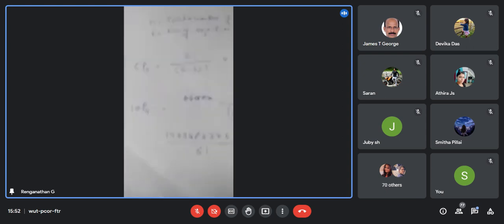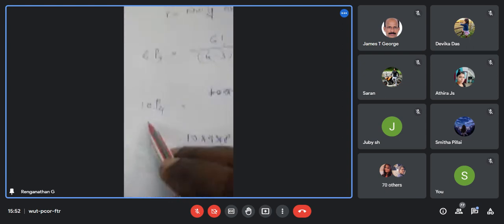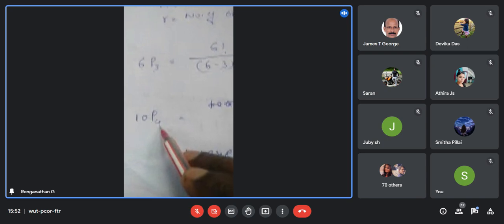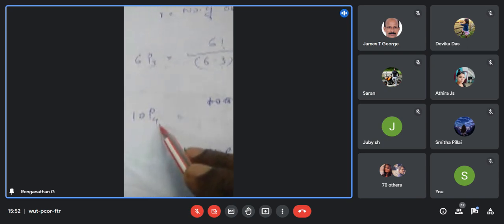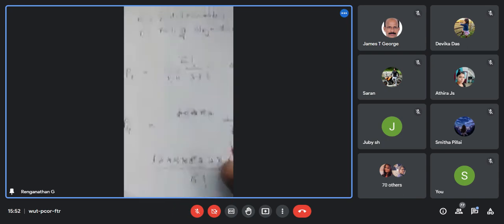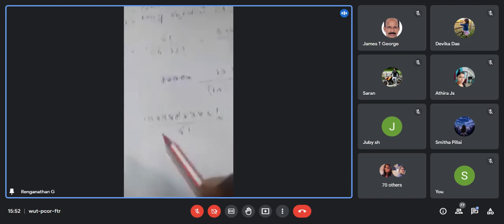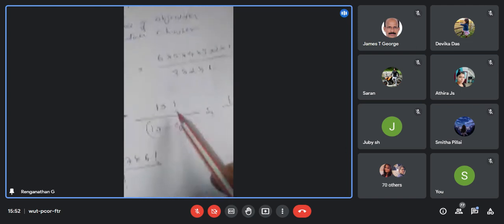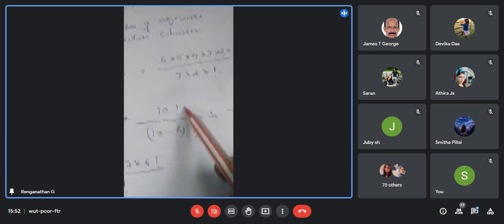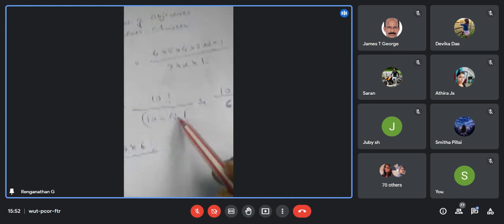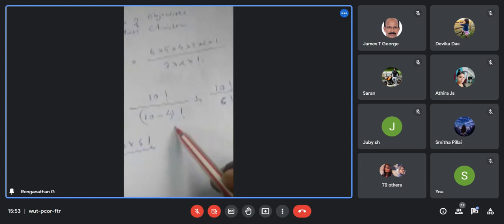So we have to write like this: 10P4. In the place of n it is 10, in the place of r it is 4. So 10 permutation 4. In order to write this, we show this as 10 factorial divided by (10 minus 4) factorial. 10 minus 4 means 6 factorial.